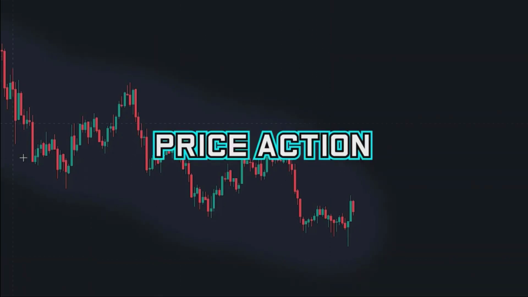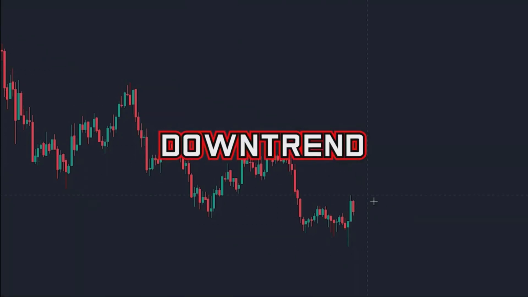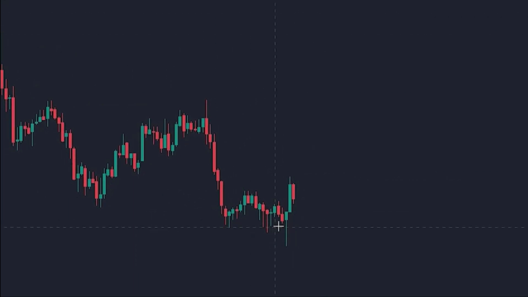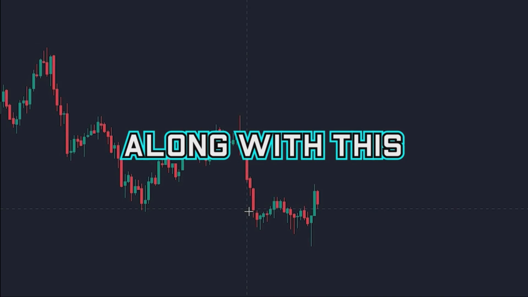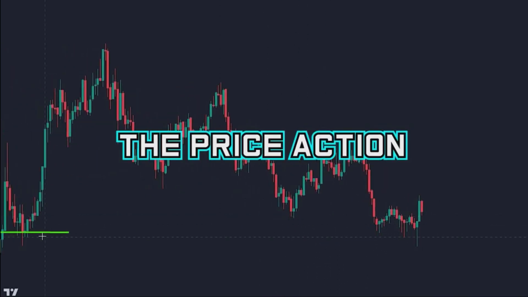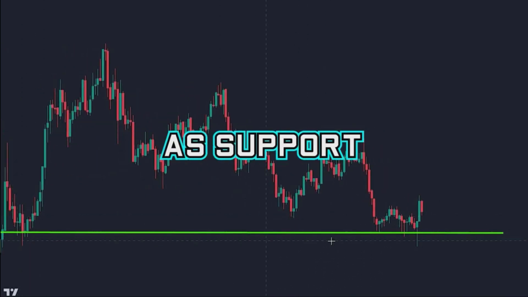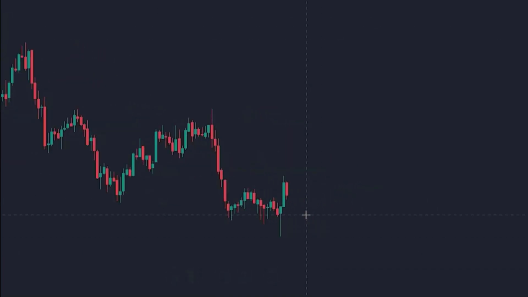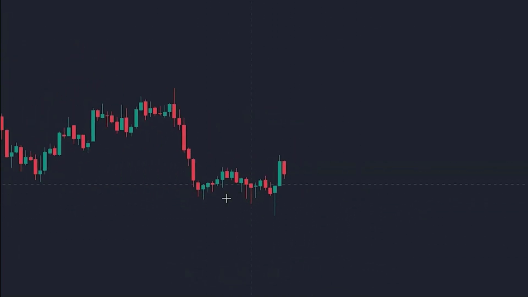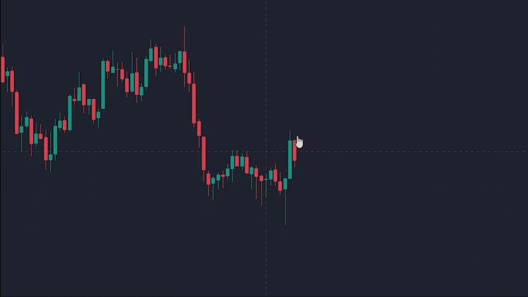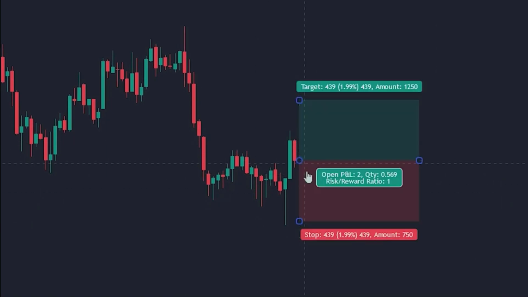Here we can see that the price action has been in a large downtrend. We can also see that a small consolidation period took place here, indicating that there is support at this zone. Along with this, we can see that the price action previously used this price level as support. Now we can see that the price is moving in the upward direction, indicating that it's a good idea to enter into the long position.